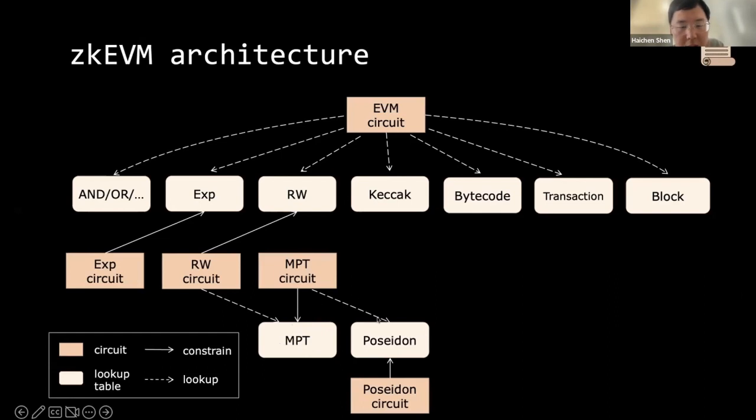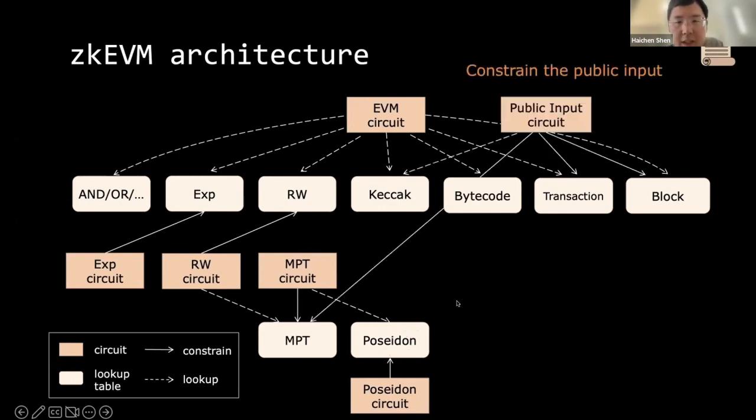And then we also modify a little bit of the existing EVM state tree. We change it into a sparse binary Merkle Patricia tree with the Poseidon hash, so we reduce some overhead compared to using keccak everywhere. So that's why the Merkle Patricia tree circuit needs to constrain this lookup table, but also relies on the Poseidon lookup table, which will be constrained by the Poseidon circuit. And then next is going to constrain the public inputs.